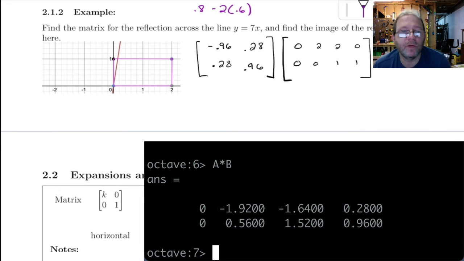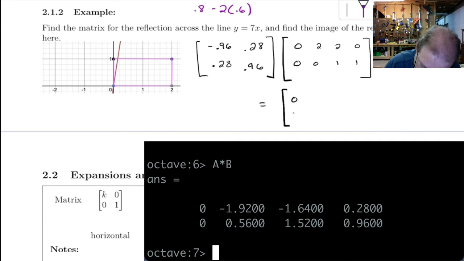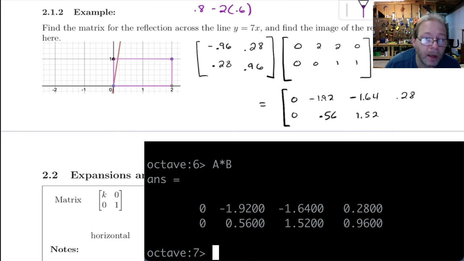You could put this into rational format, but it's better to have it like this, because in rational format, the fractions won't be as easy to deal with. So what is this? 0, 0, negative 1.92, 0.56, negative 1.64, 1.52, 0.28, and 0.96.